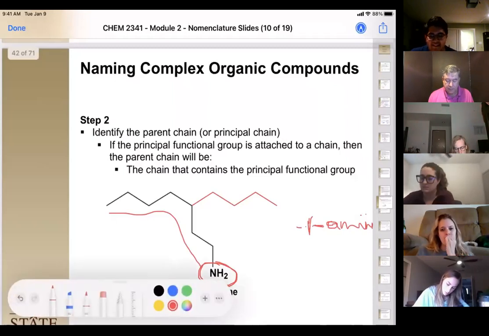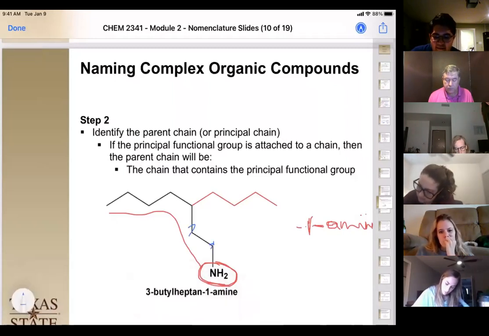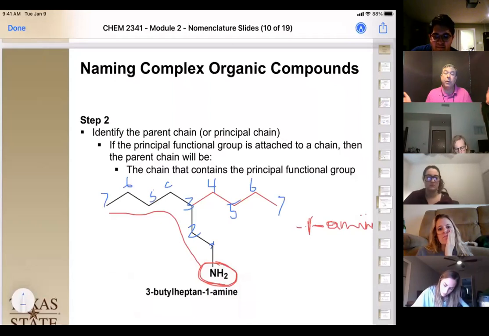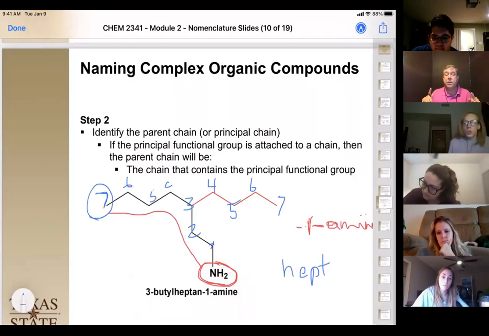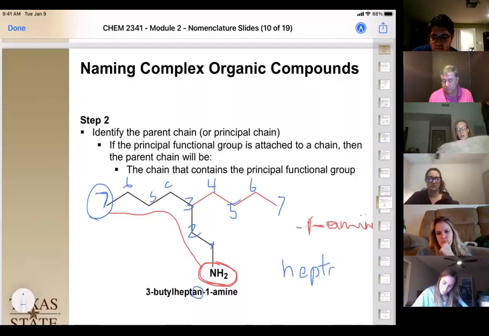And let's start counting. We have 1, 2, 3, 4, 5, 6, 7, and 4, 5, 6, 7. So both of those chains are exactly the same length. So one of them becomes a substituent and one of them stays the parent chain. So we have a total of 7 carbons in our parent chain. So we have hepta, okay? But we also have no double bonds and no triple bonds. So we have ane. It's a hydrocarbon, still has an ane.